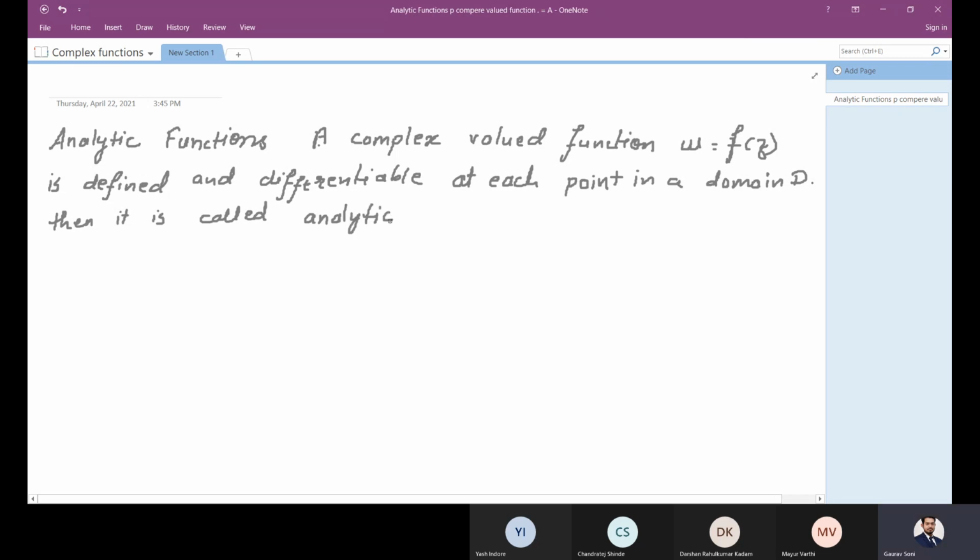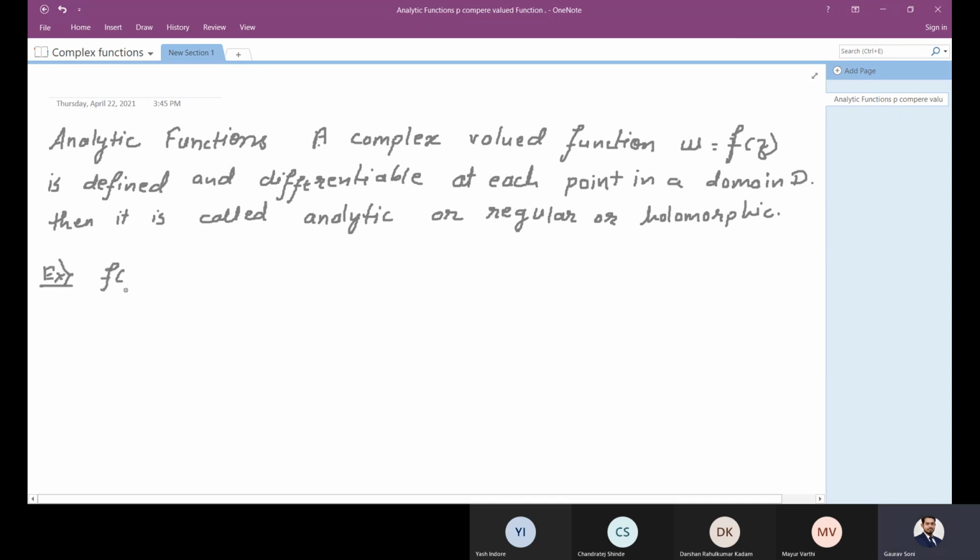There are two to three different names. Analytic, or the function can also be termed as regular or holomorphic. All three names represent that the function w is equal to f of z is differentiable at each point in the domain. Yesterday we stopped with an example, and I would like to recall the example.